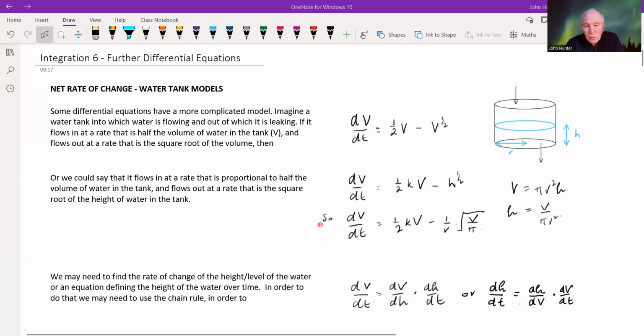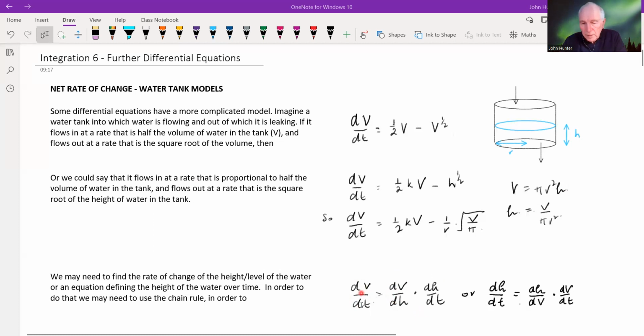Now we might also be interested in the rates of change. Here we've just applied a straight substitution. But if, for instance, we were interested in finding the rate of change of height with respect to time, or maybe we want this, but we know these two. In other words, if we know two of these three things, then we can find the other one.